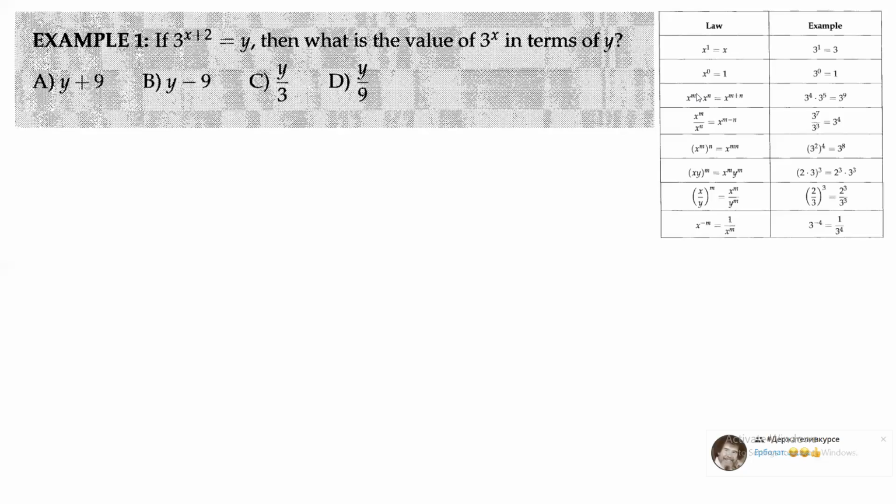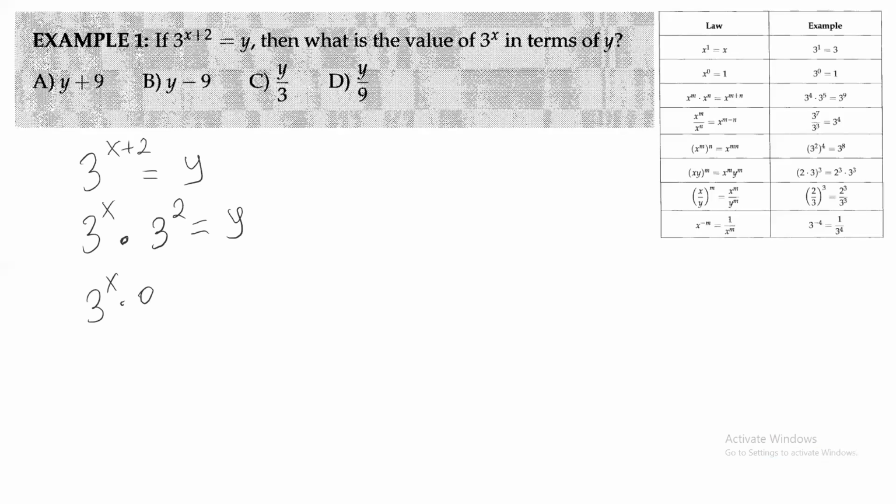So the left hand side, 3 to the power of x plus 2, can be written as 3 to the power of x multiplied by 3 to the power of 2, which is y. So 3 to the power of x multiplied by 9 will be y, and 3 to the power of x is y divided by 9. So 3 to the power of x in terms of y will be y divided by 9. Answer is D.